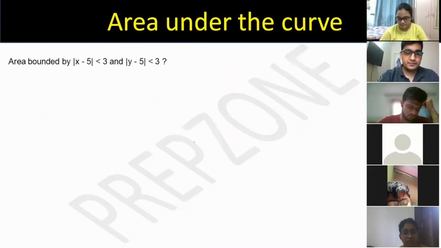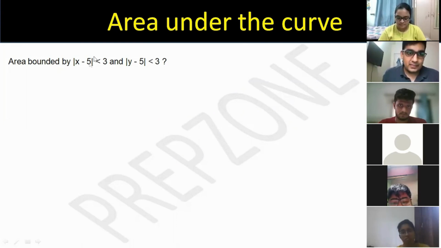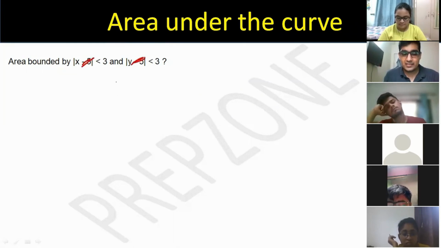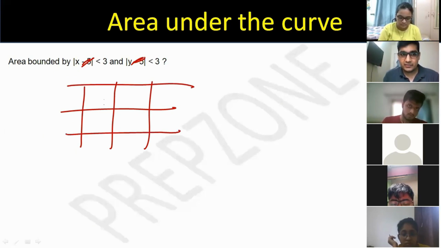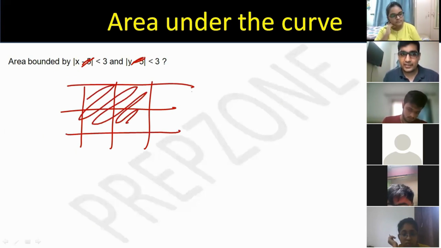Great. Moving further. Please solve this. See, this is nothing but -5 can be removed. It is just shifting the origin. So what is this? Mod X less than 3. X equals to 3, X less than 3. So area like in between these two lines, right? Then mod Y less than 3. Area between this line. So this is nothing but a square. So it is simple 4AB. 4 into 9, 36 is the answer.